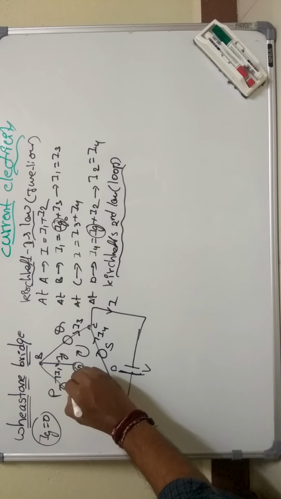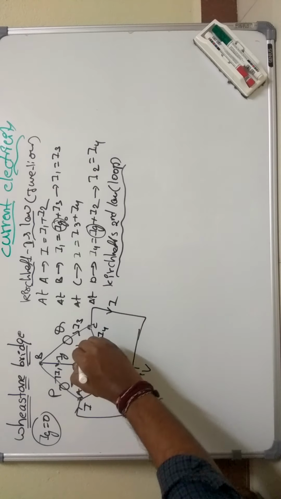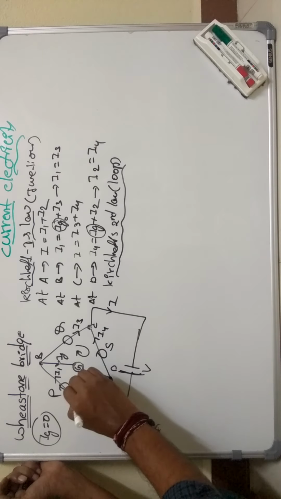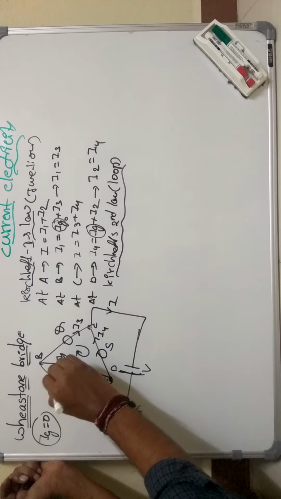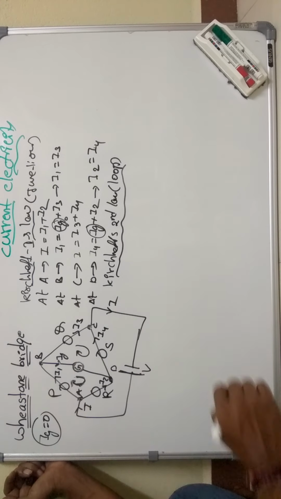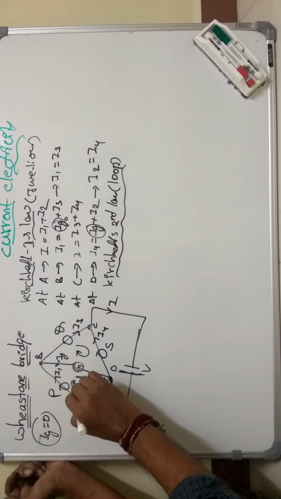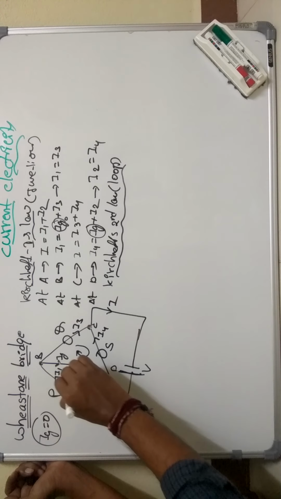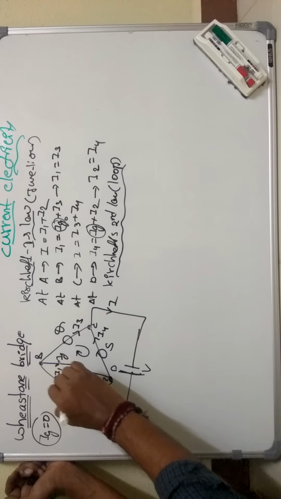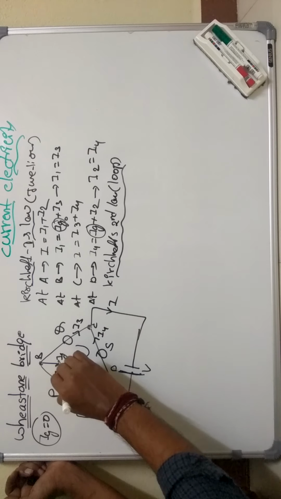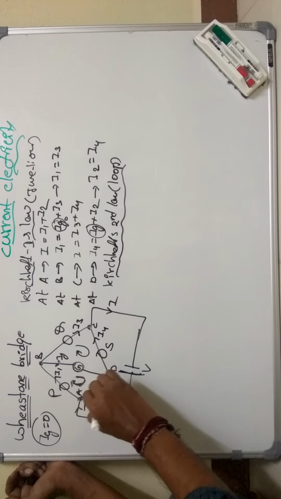In the clockwise direction or anti-clockwise direction, whatever direction you are taking, where the current direction and arrow mark direction are the same, you will consider it as positive. For example, check loop 1. I am taking clockwise direction. I1 and the arrow mark are in the same direction. Ig is also in the same direction. I2 is in the opposite direction, so it will be considered as negative.